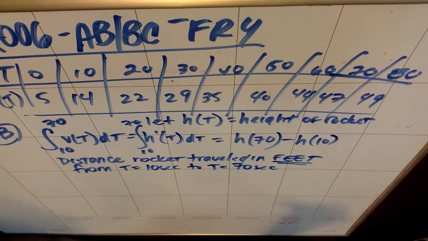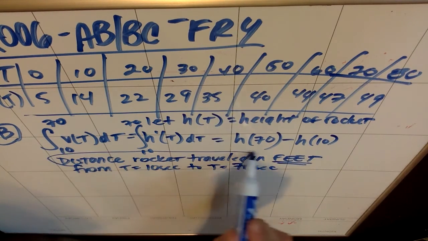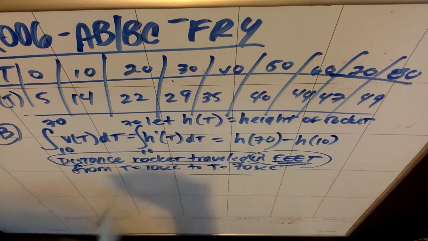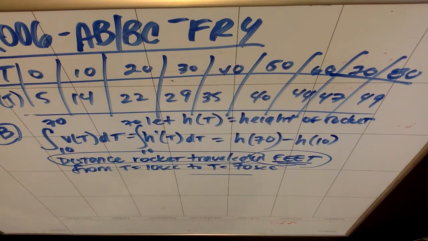So here's the important stuff that you have to mention. You have to mention what it is, the distance the rocket traveled. You have to measure the unit in feet, and you have to mention the time interval provided. If you miss any of that, you're going to lose a point for the explanation.